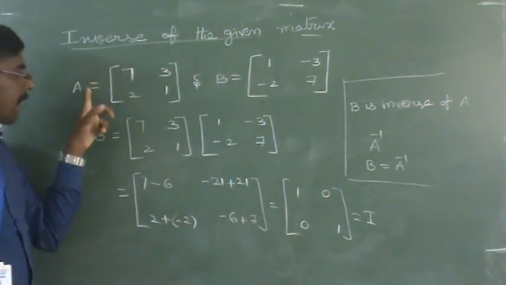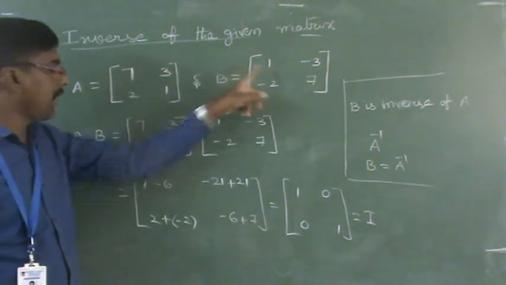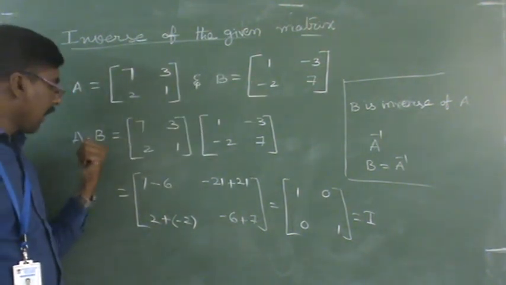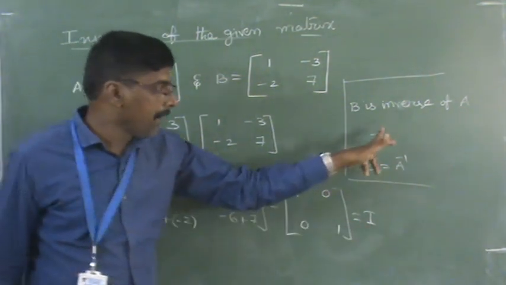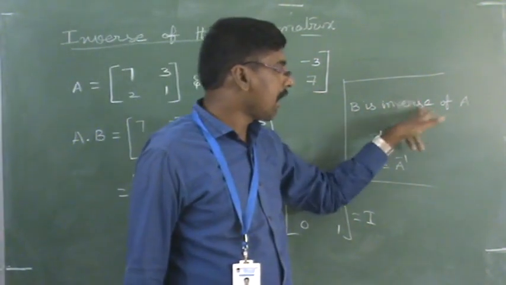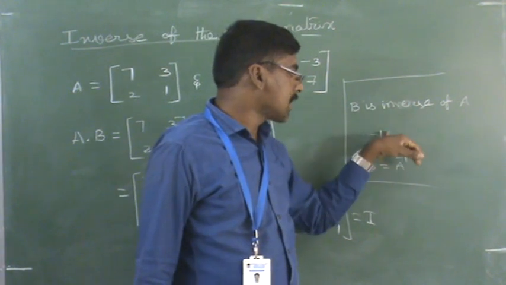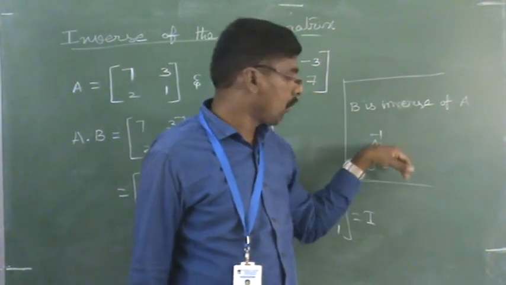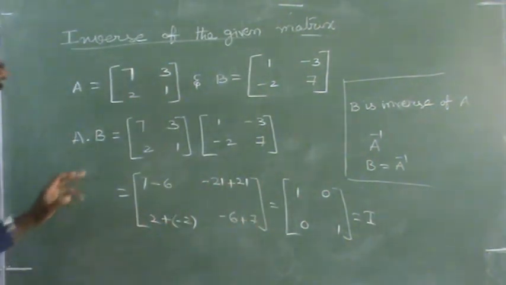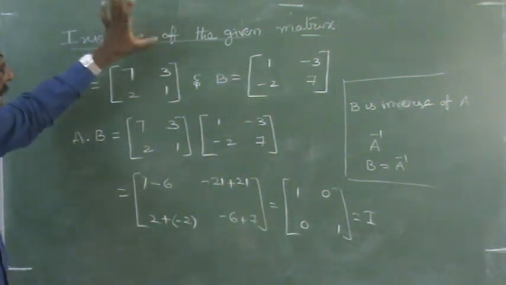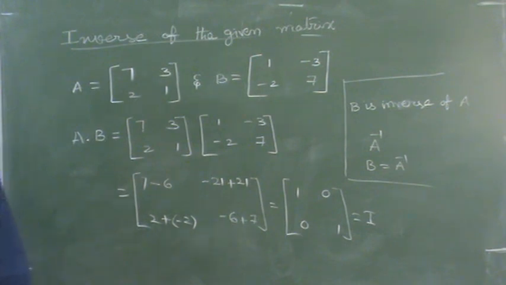Generally, this is matrix A, and this is matrix B. Whenever we do A into B, our answer should come as the unit matrix I. Immediately we know that B is called the inverse of A, denoted by A inverse. That is the inverse of the given matrix. So this is the topic of inverse of the given matrix.